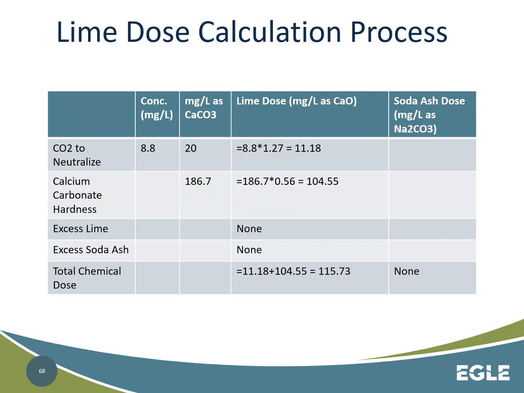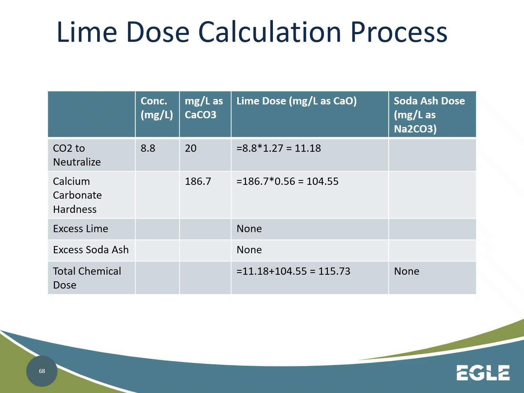Time to plug and chug. Our CO2 concentration of 8.8 milligrams per liter as CO2 times our given ratio of 1.27 gives a lime dose of 11.18 milligrams per liter as quicklime. No soda ash is needed for CO2.